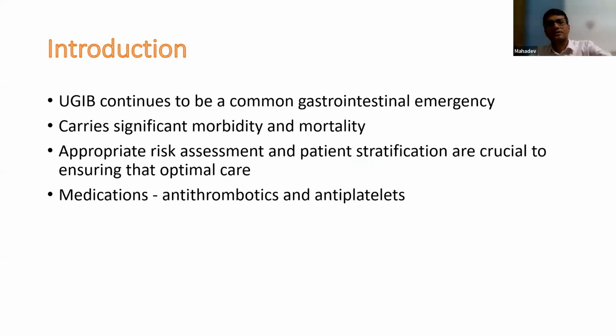So, for the introduction, upper GI bleed continues to be a common gastrointestinal emergency. It is the most common gastrointestinal emergency that we see in our ICU. It carries significant morbidity and mortality to the patient. So the length of hospitalization, everything depends on how it is addressed and how fast the bleeding is controlled. We have to do appropriate risk assessment, and we have to stratify the patient. They are very crucial for optimum care.